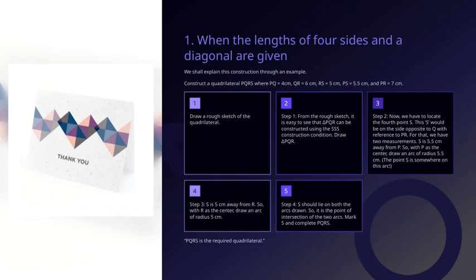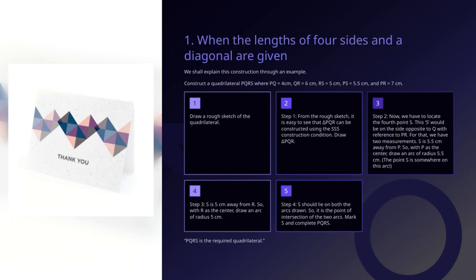Now, let's look at how we construct this quadrilateral when we know the lengths of four sides and a diagonal. I'll walk you through an example to make it clearer. First, we'll construct a quadrilateral named PQRS with the given measurements. PQ is 4 centimeters, QR is 6 centimeters, RS is 5 centimeters, PS is 5.5 centimeters, and the diagonal PR is 7 centimeters. To start, draw a rough sketch of the quadrilateral based on these measurements. It doesn't have to be perfect, just a basic shape to guide us.